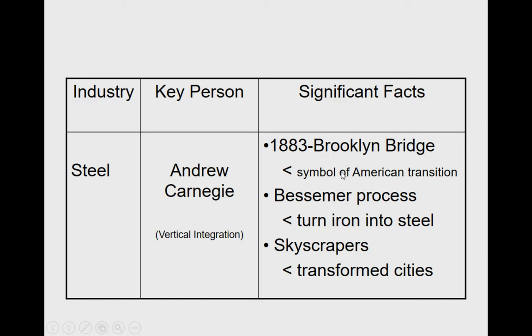The Brooklyn Bridge, the symbol of our transition from agricultural to industry. Bessemer process, it turns iron into steel. And skyscrapers transform cities. The cities are growing population-wise, and this gave us more space because we could no longer go out, we go up. If you need to pause so you can write, go ahead and pause the video, fill this into that chart, and then hit play.